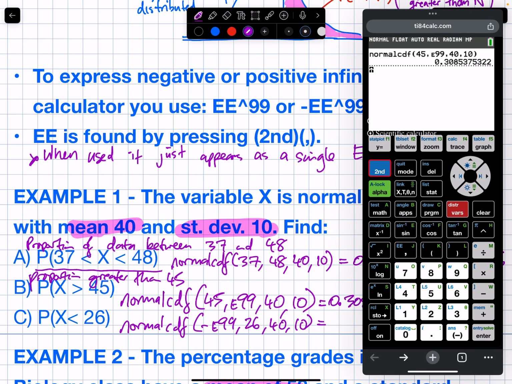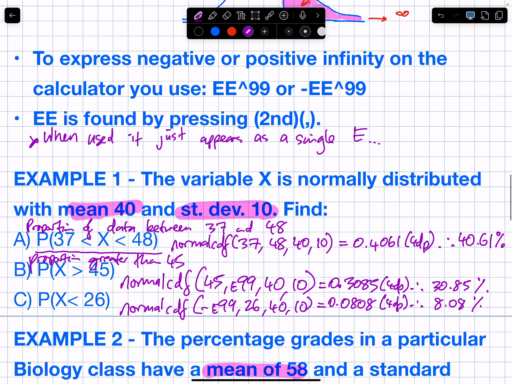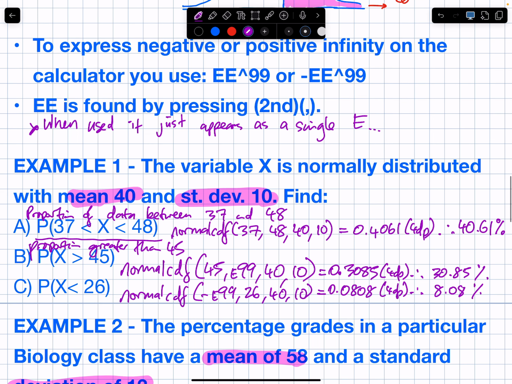So second dist, normal CDF. Negative with the little bracketed one, second comma, E99. Upper was 26, 40, and 10. Paste it. 0.0808. Therefore, 8.08% are less than 26. And you get that example, then we'll do the worded one.